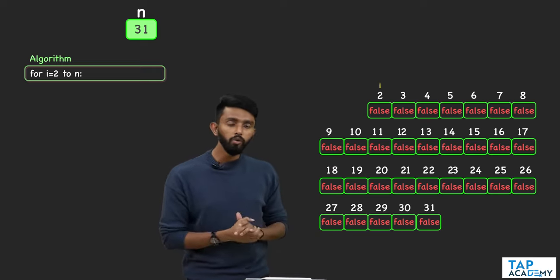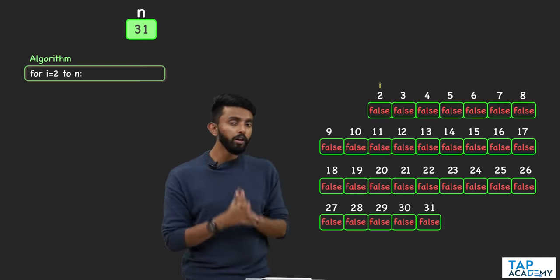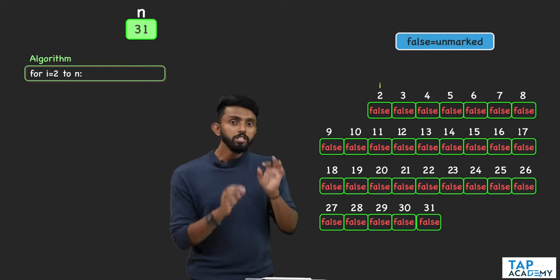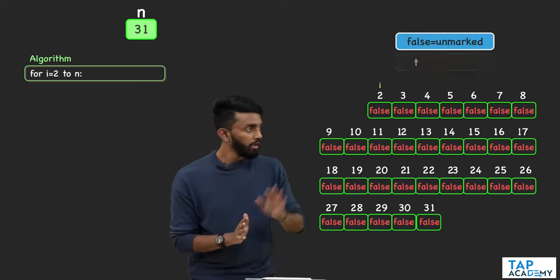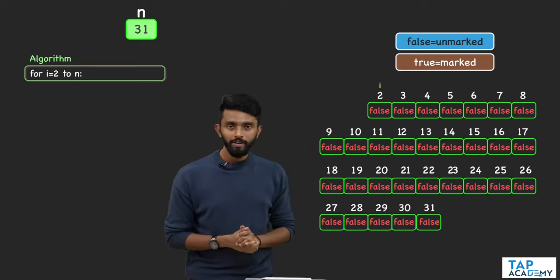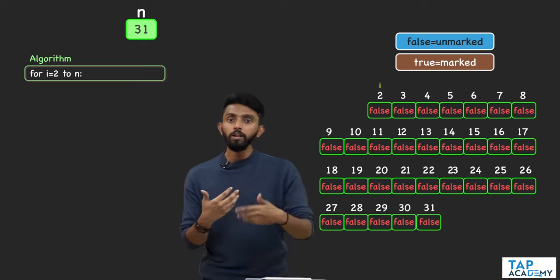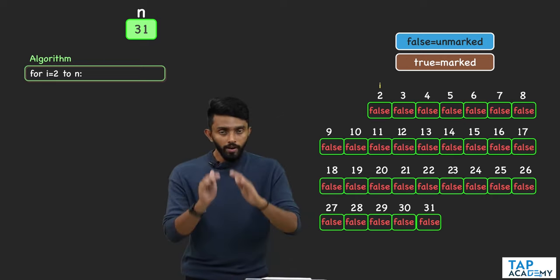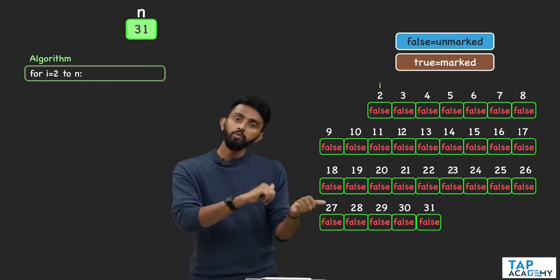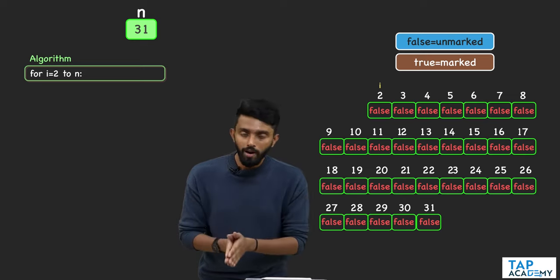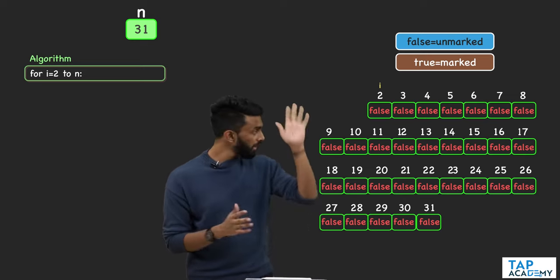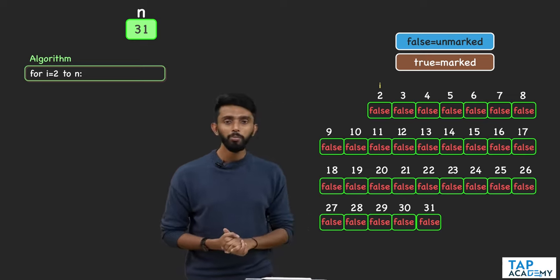It is all false. Now, I want you to understand a convention. False means unmarked. True means marked. Now, according to the Sieve algorithm, we have to mark all the multiples of prime numbers, right? So, whenever I'm going to mark, I'm going to change the false to true. So, true means marked, false means unmarked. As of now, everything is unmarked. I hope you're able to think.